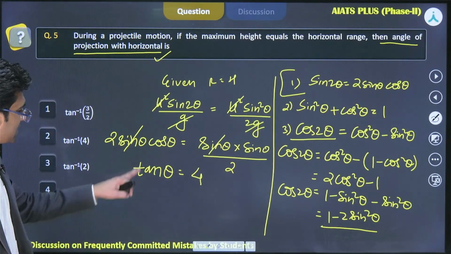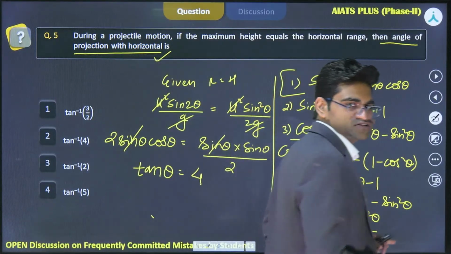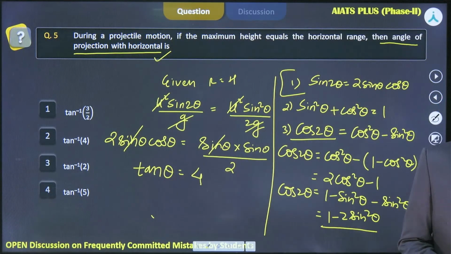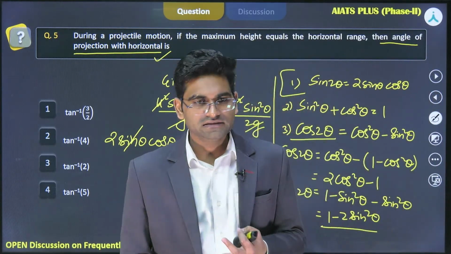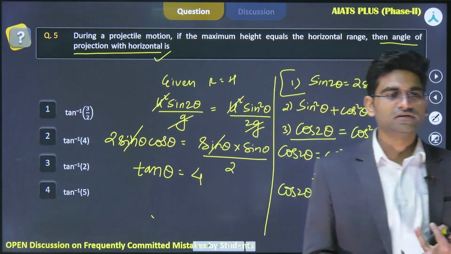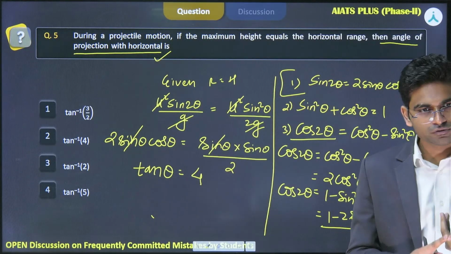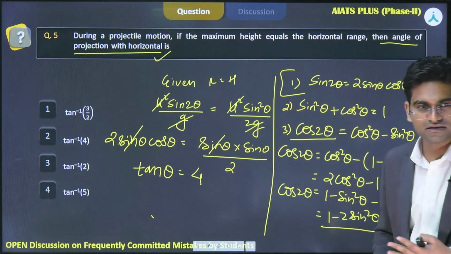Now, is there any standard angle for which tan theta is equal to 4? So we know tan 0 is equal to 0. We know tan 30 is equal to 1 by root 3. We know tan 45 is equal to 1. Tan 60 is equal to root 3. And tan 90 is equal to infinity, or a very large number.